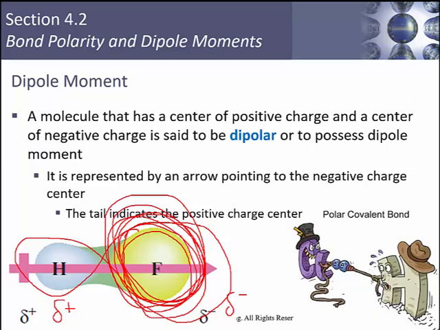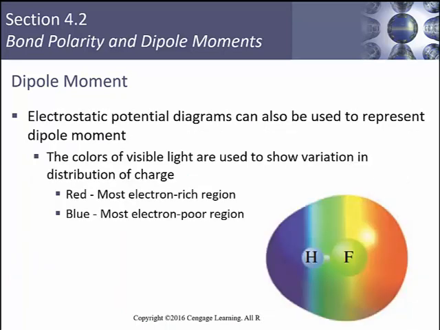Okay. We're going to represent an arrow that is going to point towards the negative charge. So you can think of this as being like a little plus sign for our plus charge, partial positive. And the tail end indicates the positive center. Another way to do this is to map this out using a color or a heat map, where red is going to be our electron dense region and blue is going to be our electron poor region.